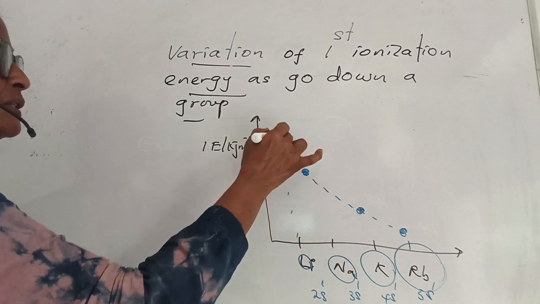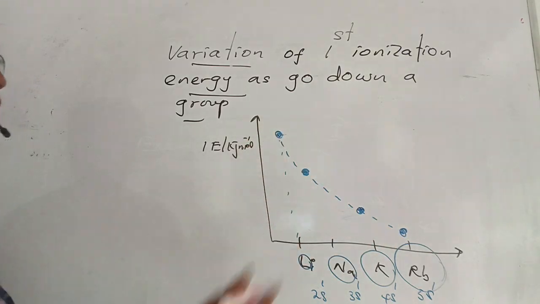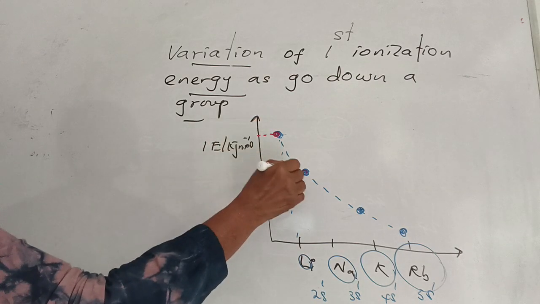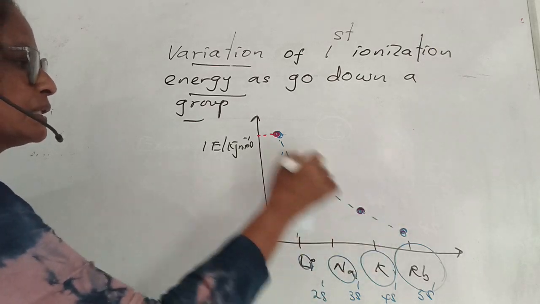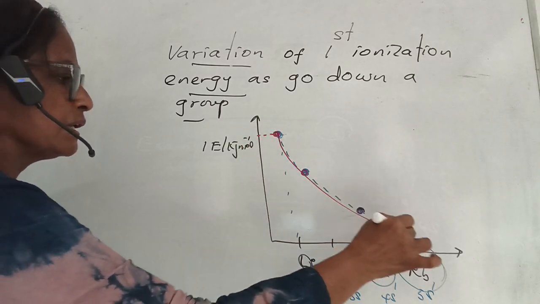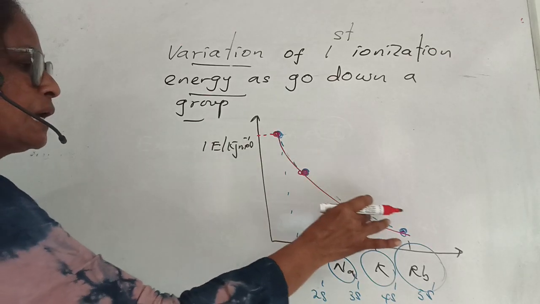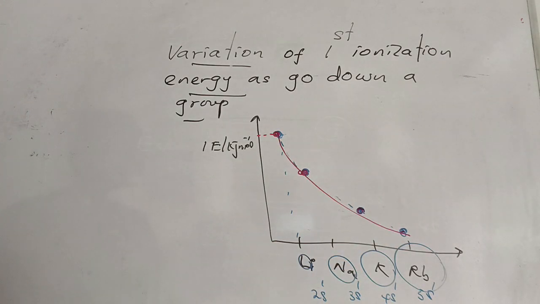So the highest first ionization energy comes with the smallest size, so lithium has the highest first ionization energy compared to the others, and it has this kind of variation. This is the first ionization energy as you go down a group. So we can show the reasons for this.